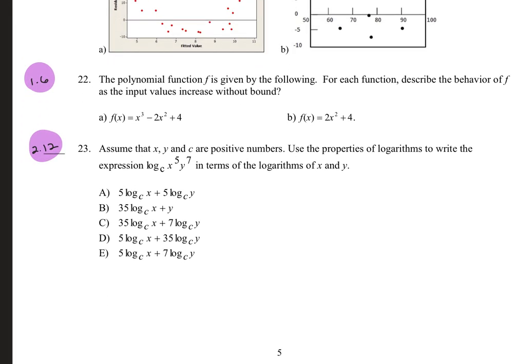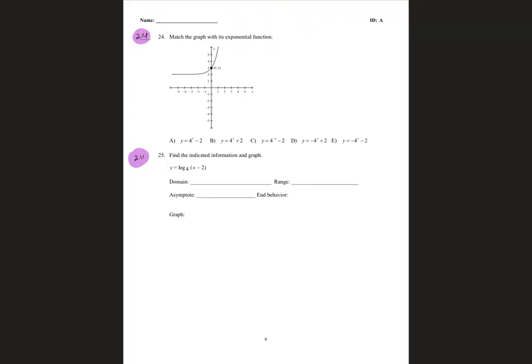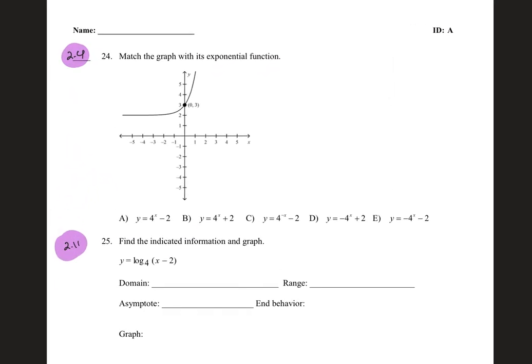And 23, we're doing logs. So you're in 2.12. This also should feel recent, expanding and condensing. 24 would be determining which the exponential models that would be based on the graph of it. So you're talking about transformations really here, a shift up, down, right, left, flip over the x-axis, over the y-axis, that kind of thing. That's from 2.4.